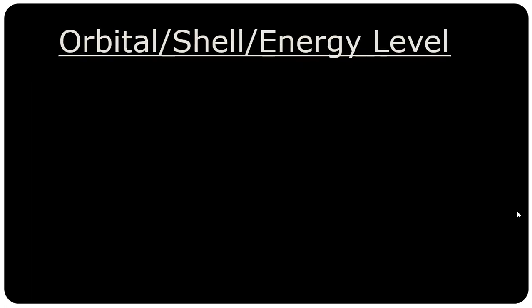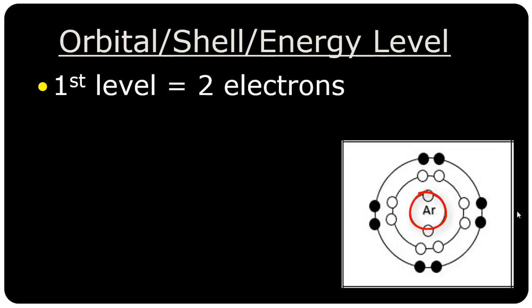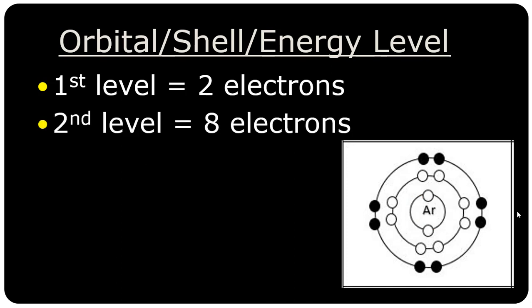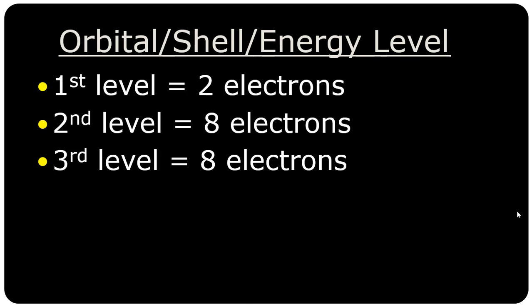Alright, so we have orbital shells or energy levels. And the first level, the inside level, you should have noticed, can only fit 2 electrons. The second level, which if there's more than one, might be the middle level, can only fit 8 electrons. And the last level, the outside level, the outermost level, is the third level, and it can only fit 8 electrons.